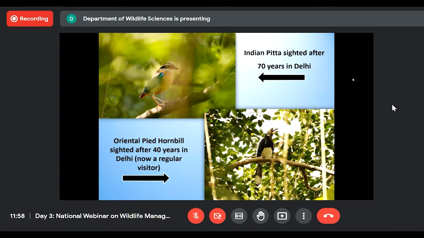Then some more species, like the Indian pitta, was sighted after 70 years in Aravalli Biodiversity Park. This means it was locally extinct from the entire Delhi region. We reported this in a mining pit after its restoration, because it is a very specific bird that requires moist deciduous forest type, and that too in a mining pit it was sighted. We predicted that this kind of species may come, and it has come. Then the oriental pied hornbill was sighted after 40 years in Delhi, now a regular visitor. It is coming because it gets fruit and other things, not for breeding, but certainly it is a regular visitor to Aravalli Biodiversity Park. Next, please.